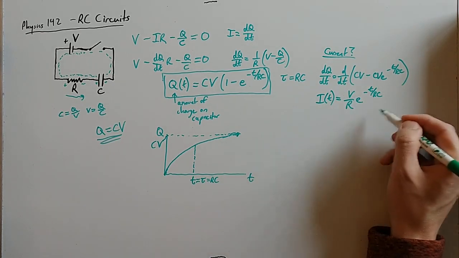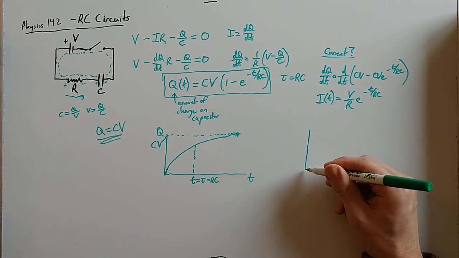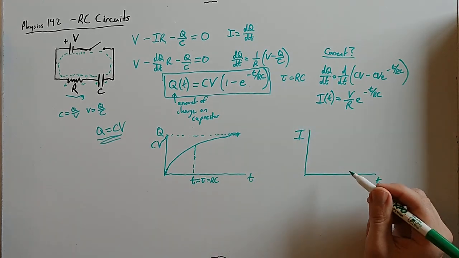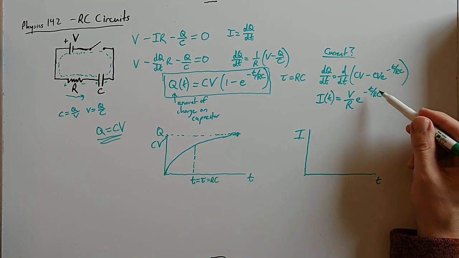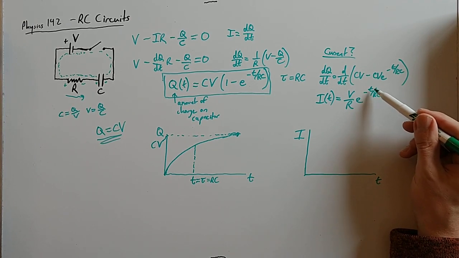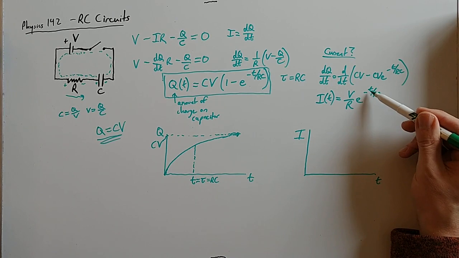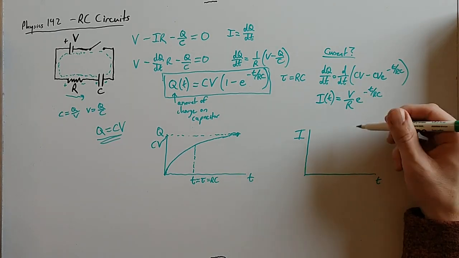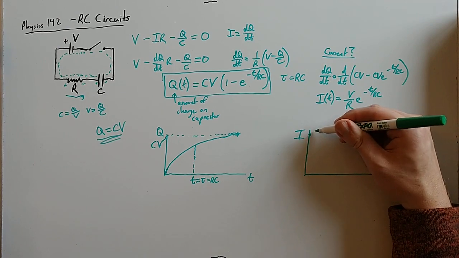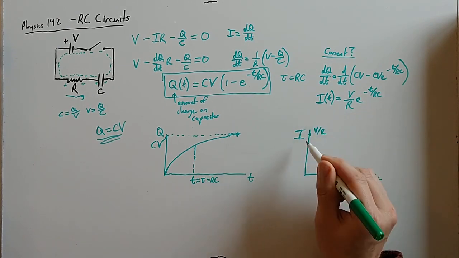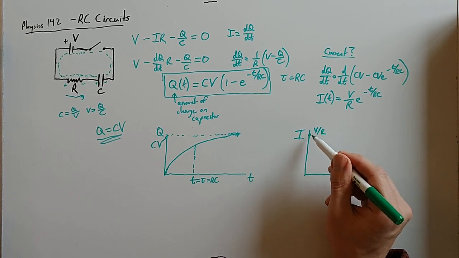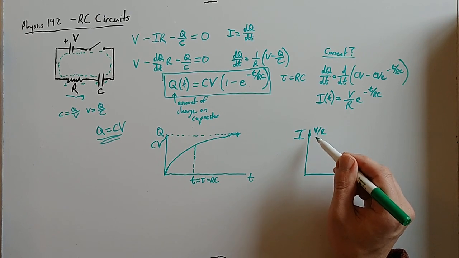And so if we make a graph of what this current looks like as a function of time, let's look at current as a function of time. At the very beginning, when we plug in time equals 0, we get e to the 0, which is 1. So that means at the very beginning, the current is just V over R. That's the amount of current we have at the beginning, and hopefully that makes some sense to you. Current is V over R. That would be just like a normal circuit.